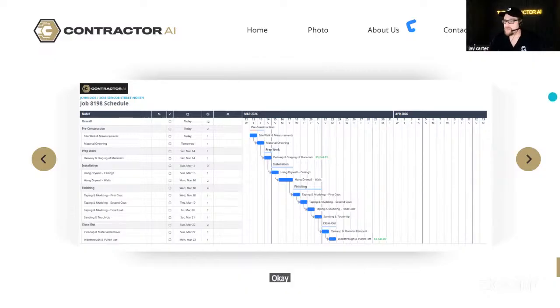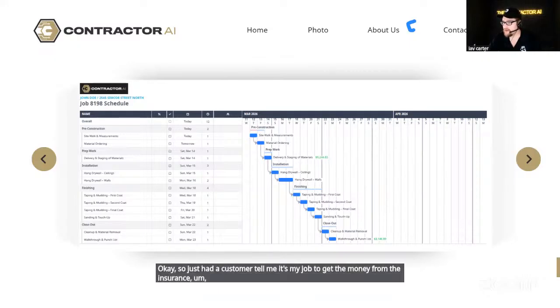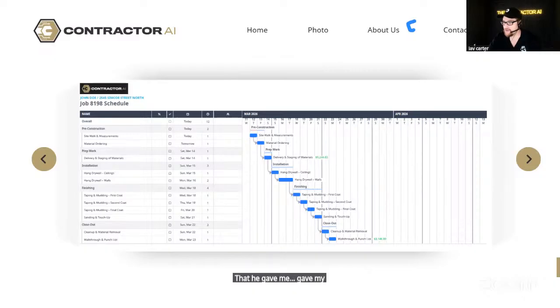Okay, so I just had a customer tell me it's my job to get the money from the insurance that he gave my quote to. Yeah, I could have done that better, letting them know the contract is between him and us.